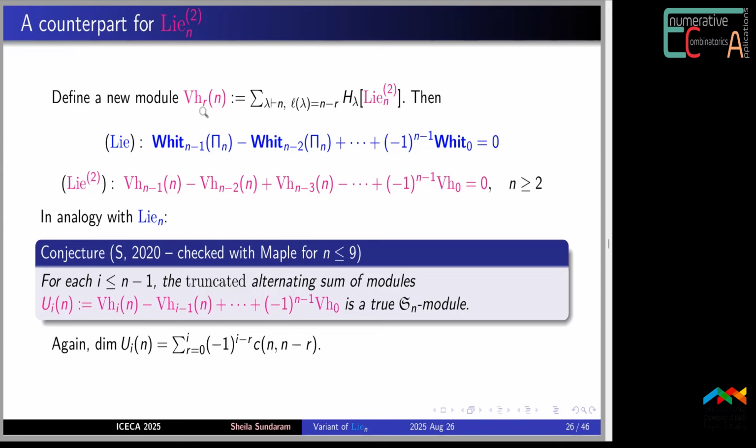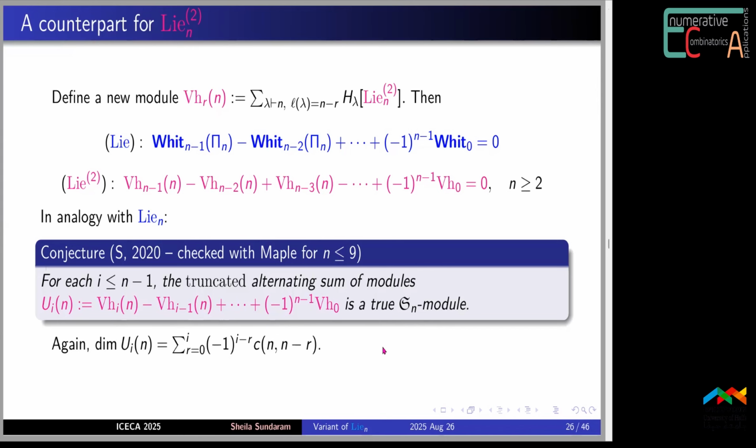So for Lie, the analogous thing, if you took the full alternating sum, as I said before, you would get 0. For Lie sub 2, also, the full alternating sum is 0. That was the third property. But in analogy with Lie n, I decided to look at the truncated alternating sums, and I checked this. These truncated alternating sums also turn out to be true Sn modules. They're Schur positive, in other words, and their dimension is the same as before. It's this truncated alternating sum of signless Stirling numbers.